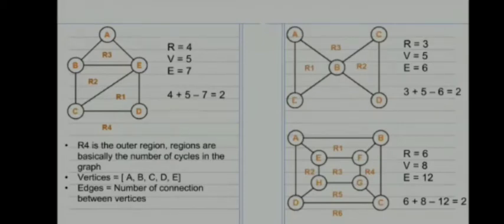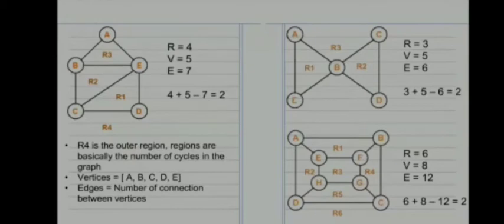The number of vertices that we have are 5, A, B, C, D, and E. And the number of edges as we count are 7: 1 from A to B, then A to E, B to E, B to C, C to E, E to D, and then finally D to C. Moving on, if you apply the formula r plus v minus e, we can see that 4 plus 5 equals 9, and 9 minus 7 definitely equals 2.